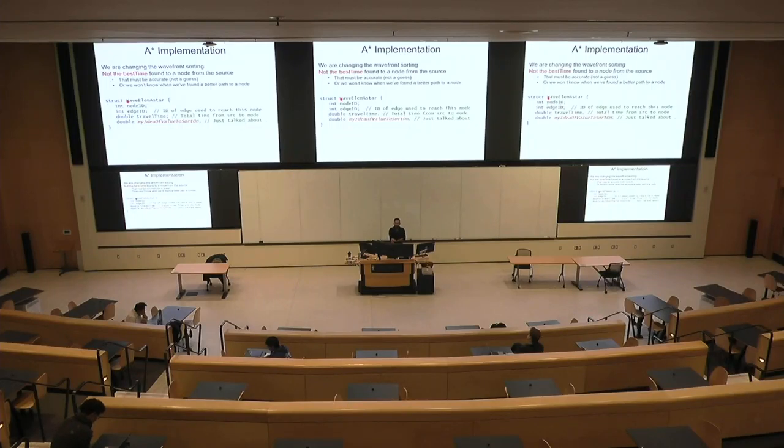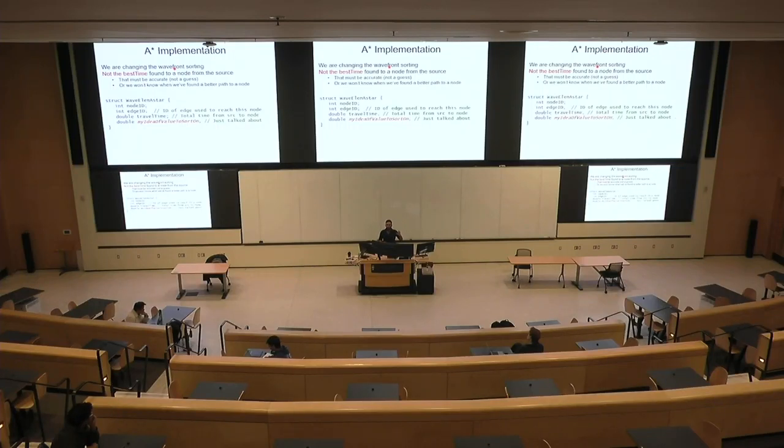Okay, so let's talk about implementation. All we've done so far on top of Dijkstra is change the metric that we sort our priority queue, or our heap, with. So we are just changing the way we are sorting the wavefront, not the best time found to the node. Remember, we had two data structures. One is called wave element, which is whatever we populate in the heap, and another is called node, which is the global data structure that we store the best travel time to reach each node. So that should not be changed.